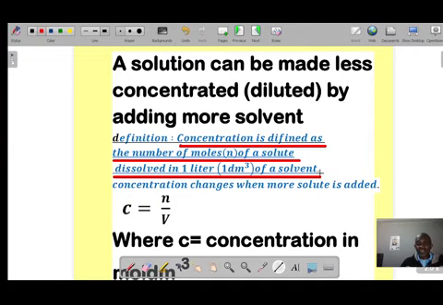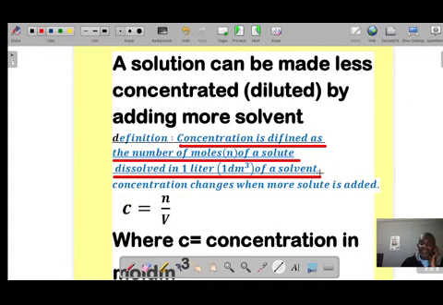Now, if I have 2 spoons of salt, and I dissolve it in water, the salt is called the solute, and the water is called the solvent. So for me to get my concentration, I get the number of moles of the salt which I've added in the water.